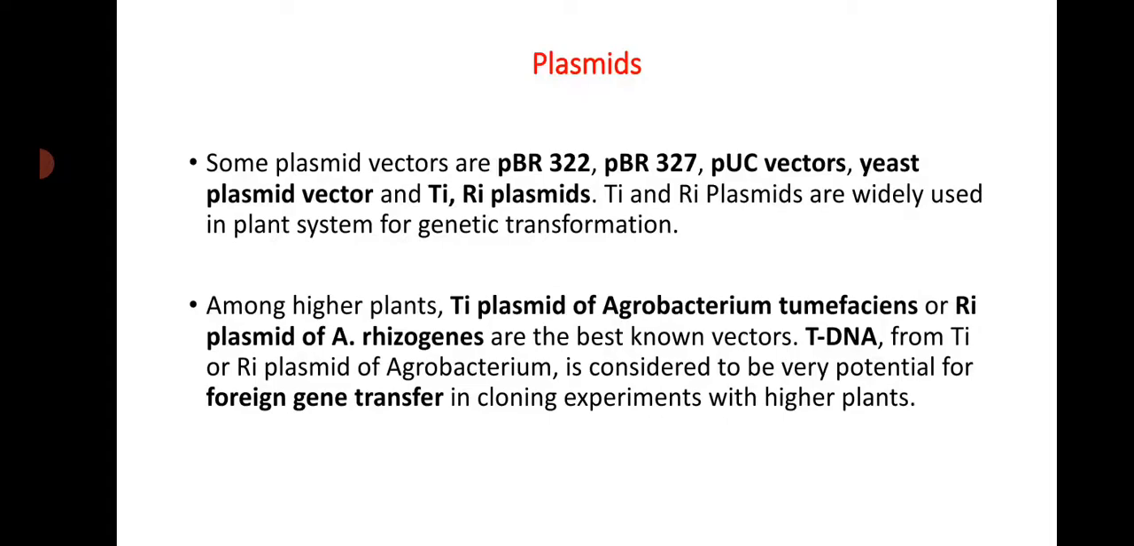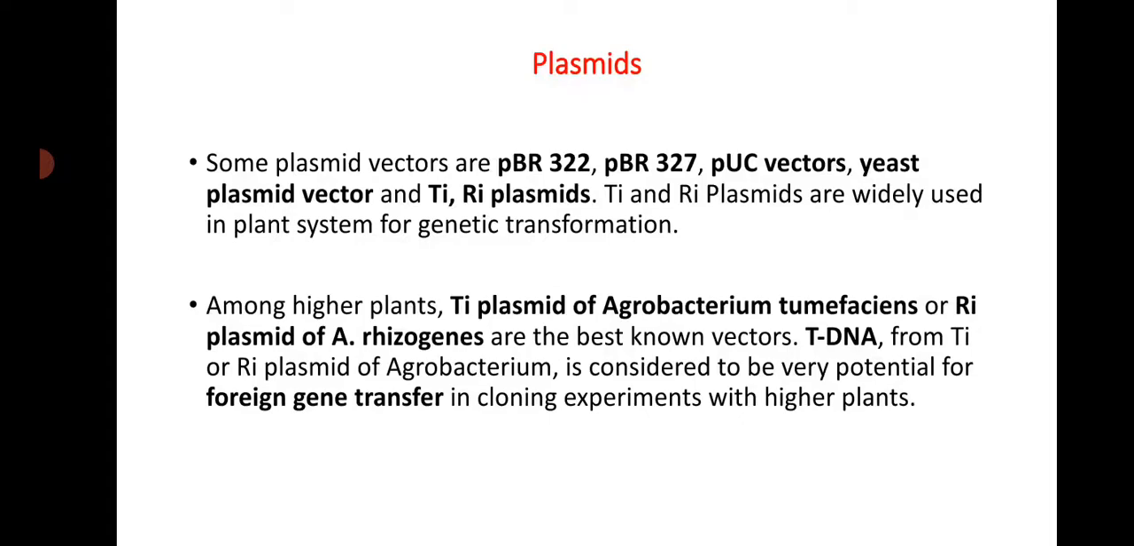have in them a small piece of DNA called tDNA. The Ti plasmid vectors or Ri plasmid vectors have a small piece of DNA called tDNA, or transfer DNA. So this is considered very potential for foreign gene transfer. This tDNA gets detached from the Ti plasmid as soon as Agrobacterium infects a plant cell. The tDNA comes out of the Ti plasmid and gets integrated into the host plant cell DNA.